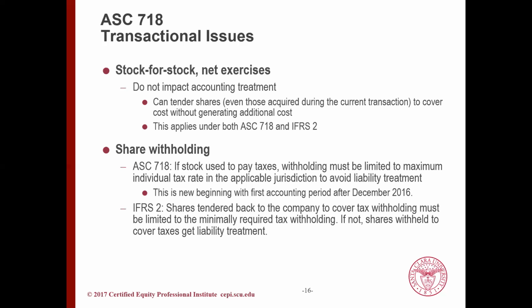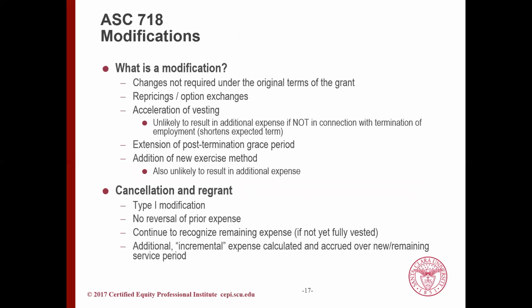Okay, now let's talk briefly about modification accounting on the next slide. Under ASC 718, any material change to the terms of an option or award is considered a modification. And the standard defines 4 types of modifications, aptly named types 1, 2, 3, and 4. And in 2017, the FASB issued ASU 2017-09, which amended ASC 718 to clarify which types of changes to awards must be accounted for as a modification.